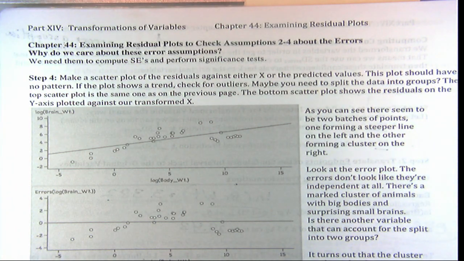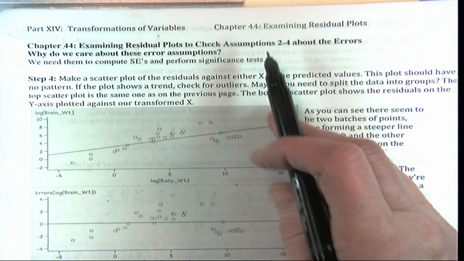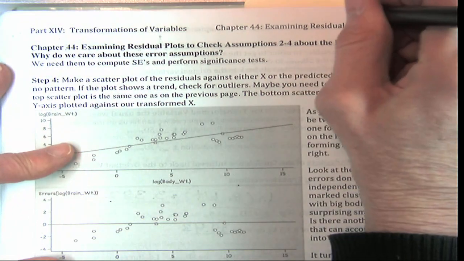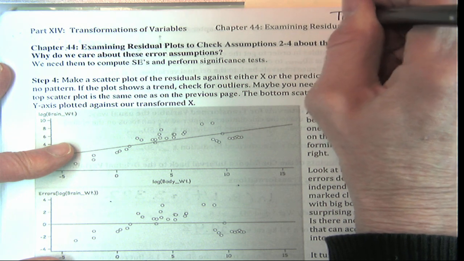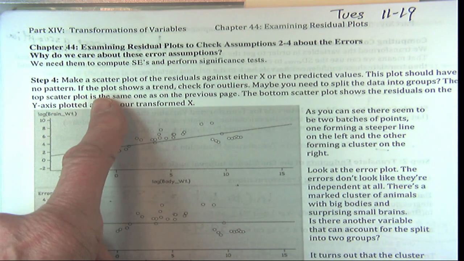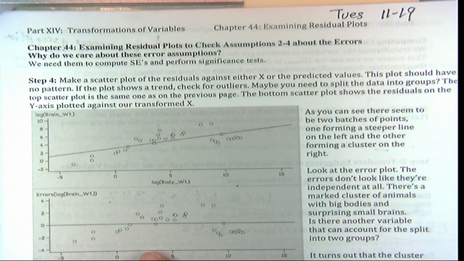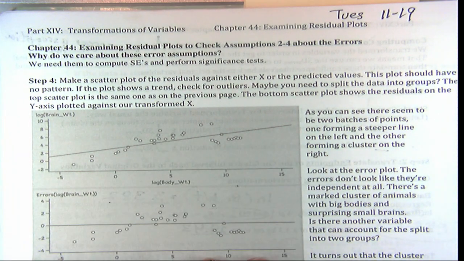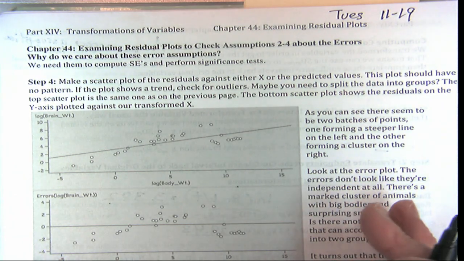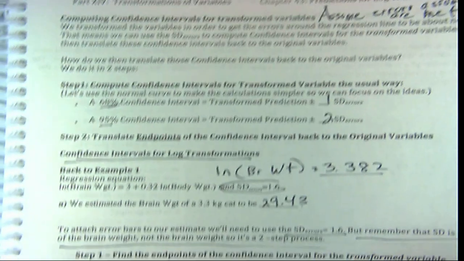So here we left off on page 195 in your notebooks. Where we left off, we assumed that we'd already done this. We'd already checked the errors. Let's just go back to the previous page, where we did these confidence intervals.